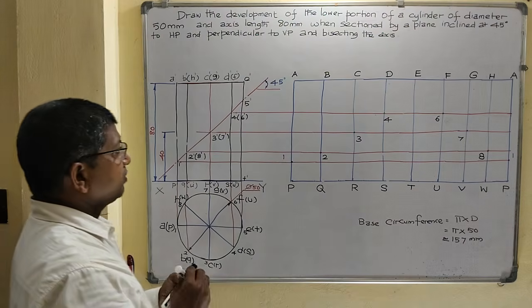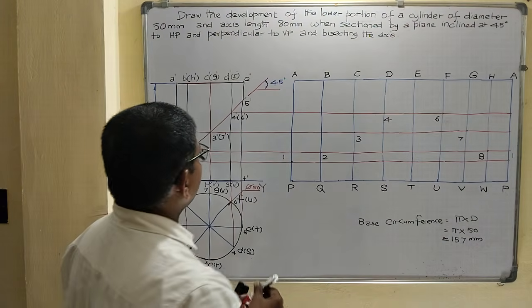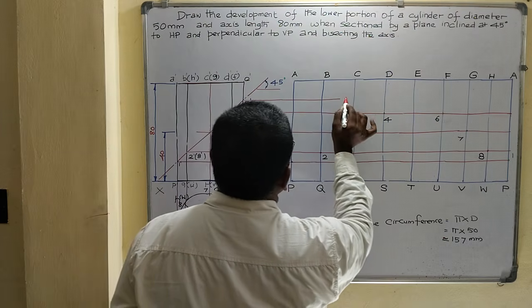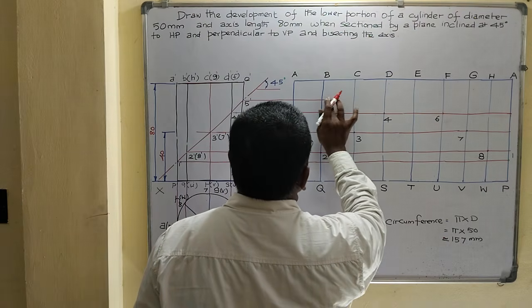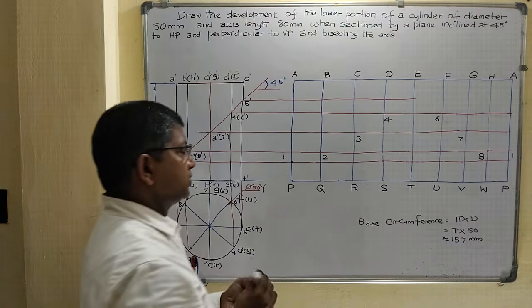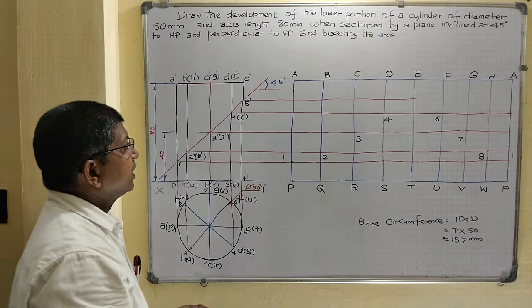Now draw a horizontal line from 5 dash. Point 5 is on E of T, so extend up to E of T. The cutting point on E of T is 5.